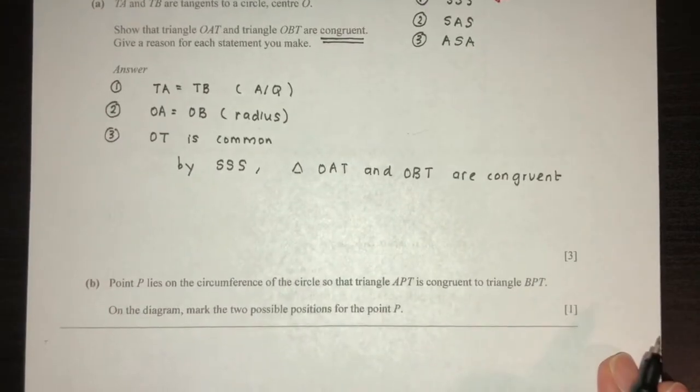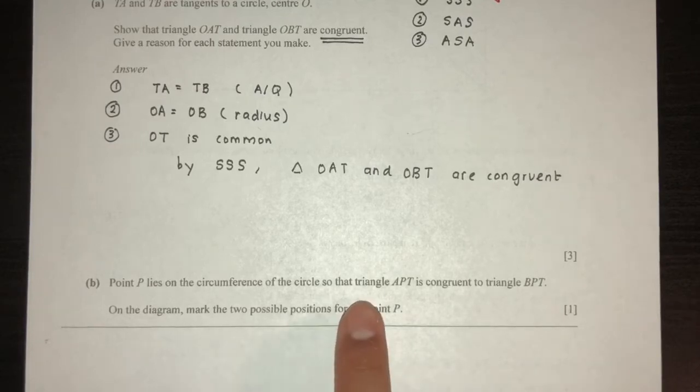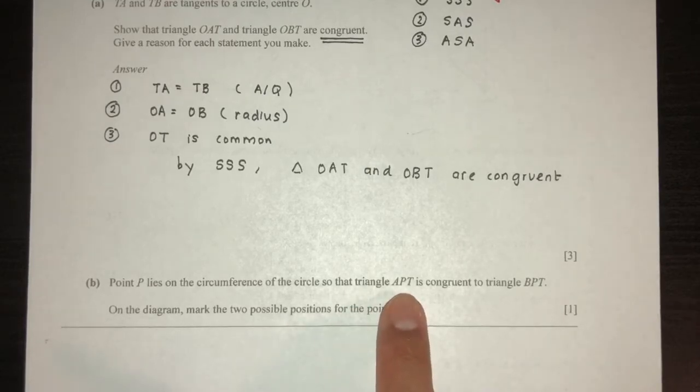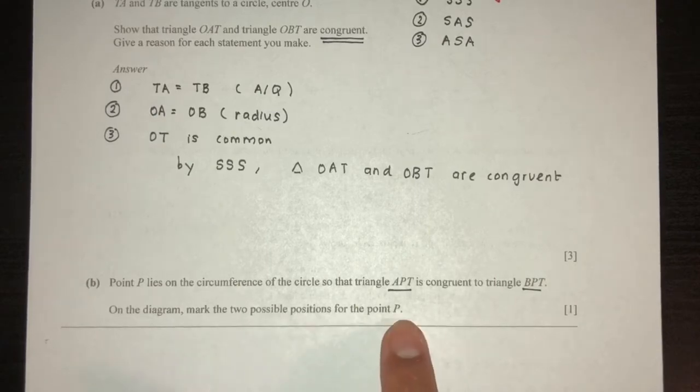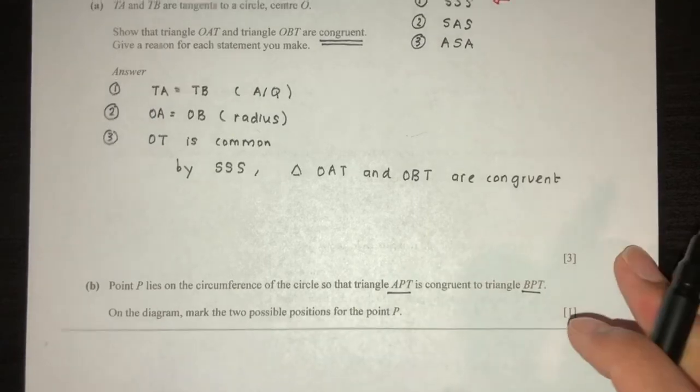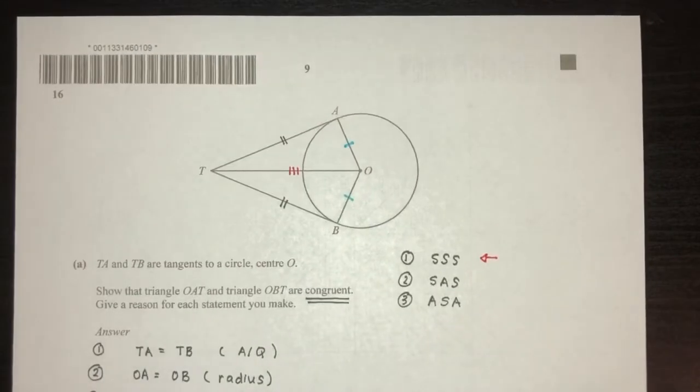Now for part B, now we have a point P that we don't know yet. It lies somewhere on the circle, so that triangle APT is congruent to triangle BPT. Okay, now on the diagram, mark the two possible positions for P. So this one you need to try and see where it might be.